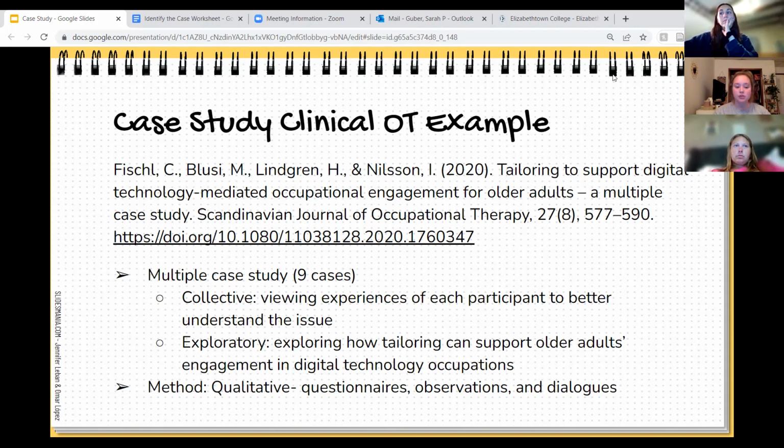The methods used in this case study are qualitative. They didn't use any quantitative. They used questionnaires, observations, and dialogues. So they did use multiple sources of data collection, so it does have a lot of internal validity.